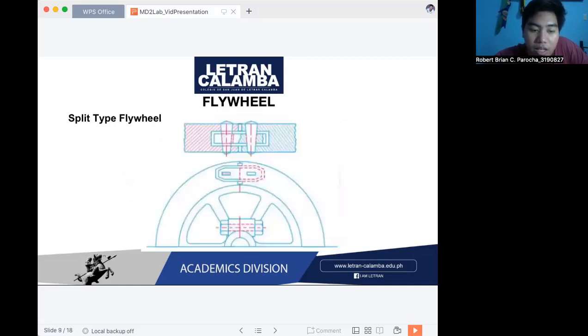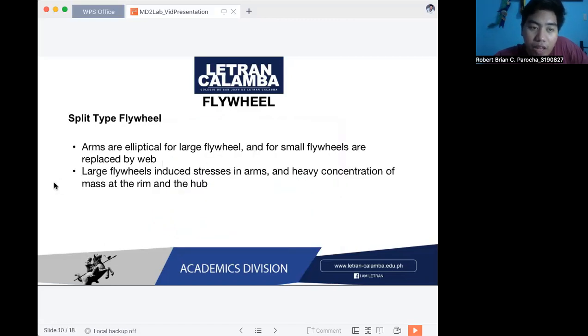Next slide is the type of flywheel. Which one is the split type flywheel? The split type flywheel consists of arms that are elliptical for such a large flywheel. But for the small flywheels, these are only of webs. This type of flywheel has induced stresses in the arms, therefore it has a heavy concentration of mass at the rim and at the hub.